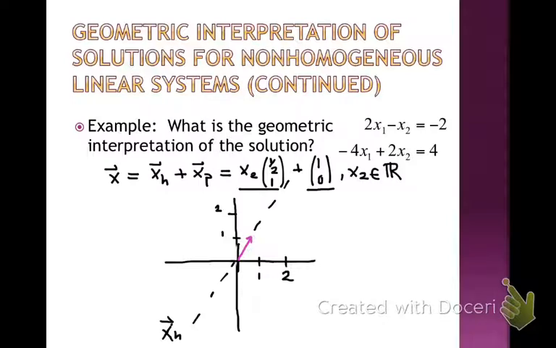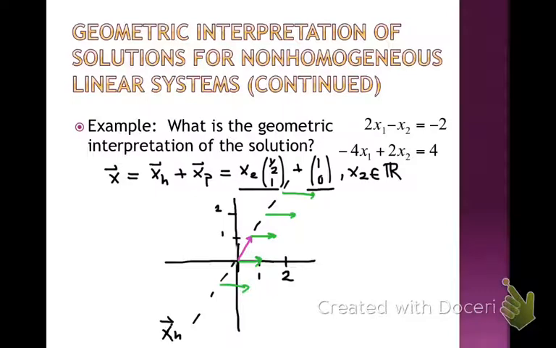To draw that geometrically, if we want to take the sum of two vectors, we simply place the vector 1, 0. So here is that vector right here, 1, 0. And we're going to place it at the tip of the homogeneous solution, right? We're going to take their sum. So it looks something like that. And we would do that for every solution from the homogeneous case. We would simply add the vector 1, 0 to the tip of it.